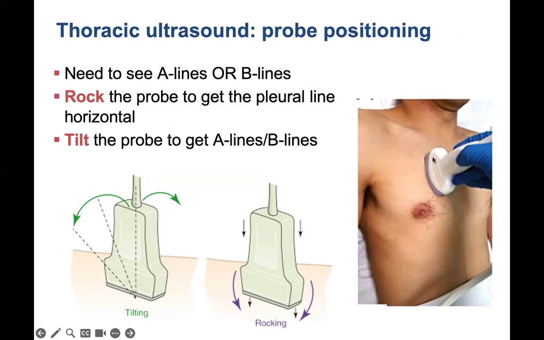So again, if we're in that upper blue point, indicator towards the patient's head, the first step I'm going to do to get these artifacts to come out is generally rocking the probe. So rocking is moving in this orientation of the marker, and I'm rocking in order to get that pleural line horizontal. Because if I don't see a nice bright white pleural line and it's not horizontal, I'm not going to be able to optimize the artifacts, the A lines or B lines. Once I get that horizontal, then I'm going to tilt the probe, which is going to be in this direction, in order to get those A lines or B lines to come out.